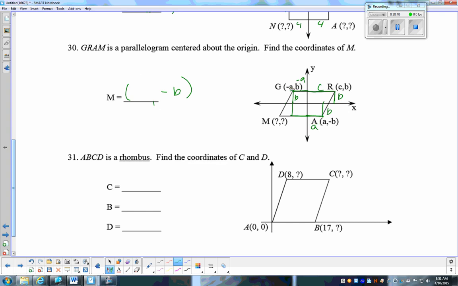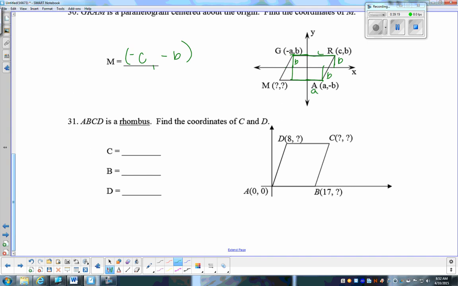since we know our opposite sides are congruent, C plus negative A has to equal A plus something. So I want to figure out, I'm going to get this by itself, so I subtract the A. Your answer should be negative C. All right.